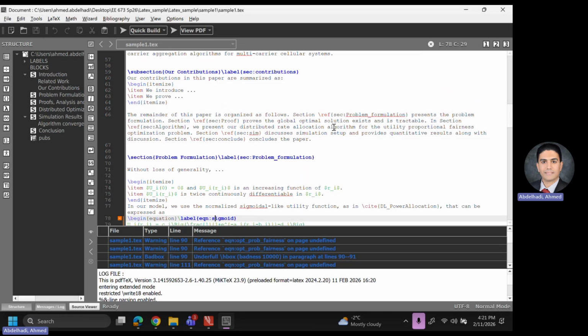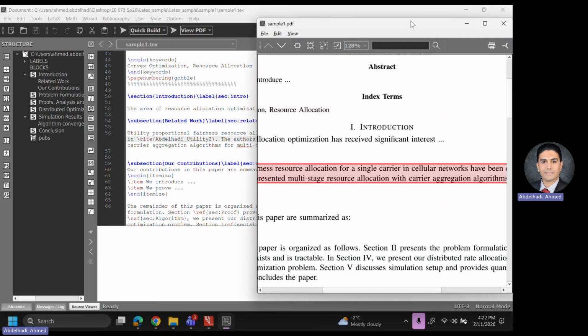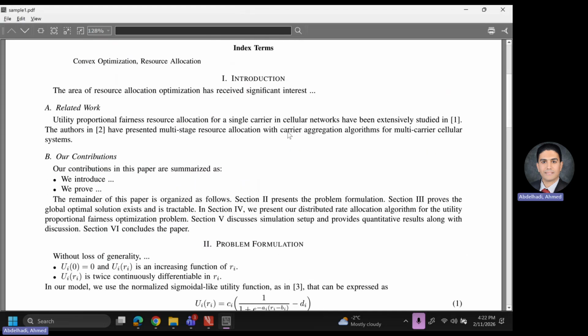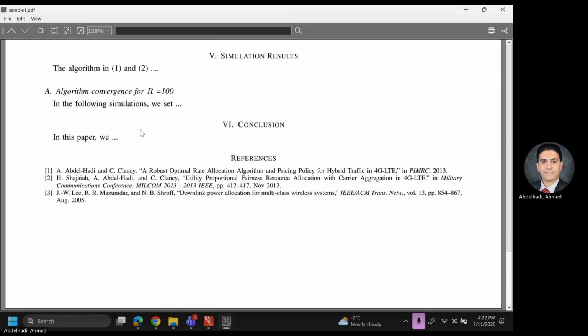Another thing to notice here is the references, how references are added. So this is a reference to a section. And you can also refer to a paper. This is a reference to a paper. So when you compile, or let's view the PDF, you can see that the reference to a paper appears here as 1 and 2. And at the very end of the PDF, you can find the references that you are referring to.